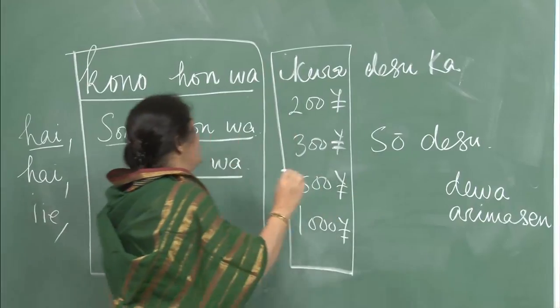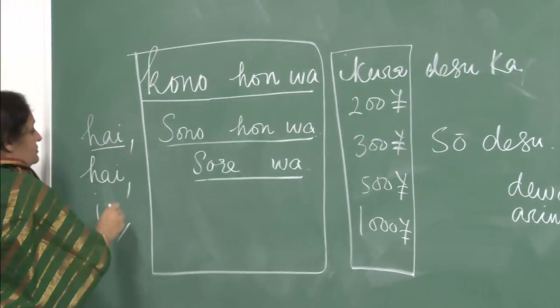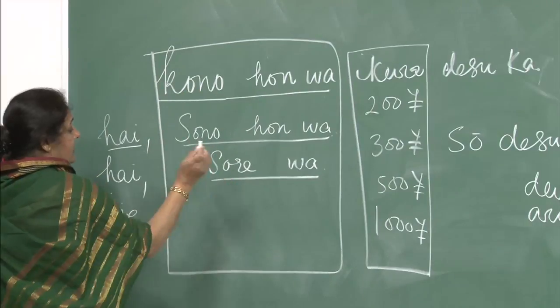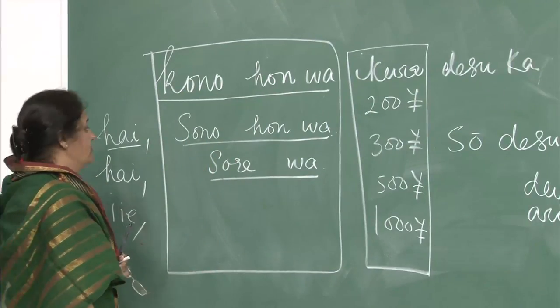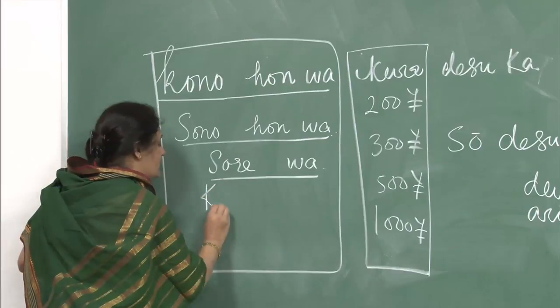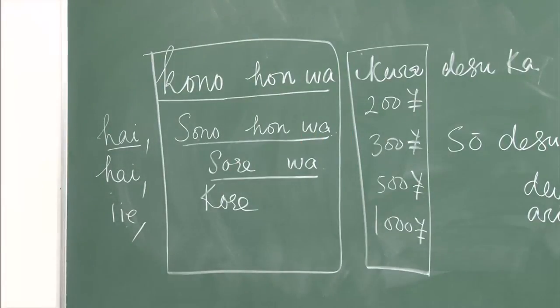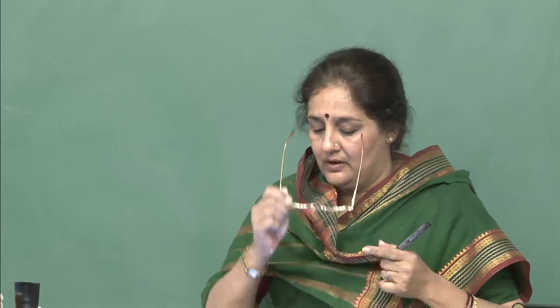So, you could answer in yes and you could also answer in no. You could answer in kono, you could answer also in kore or sore. So, you have so many options. You could practice with your partner, please, in a similar manner. All the words are given here.